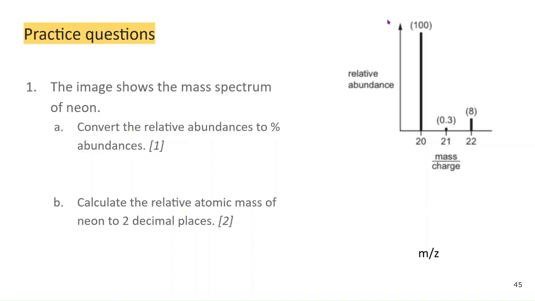We have this graph over here. This is for neon, so we have neon 20, neon 21, and neon 22. Do that first, and then calculate the relative atomic mass of neon to 2 decimal places. So see if you can figure this out. This one you should know how to do at this point.